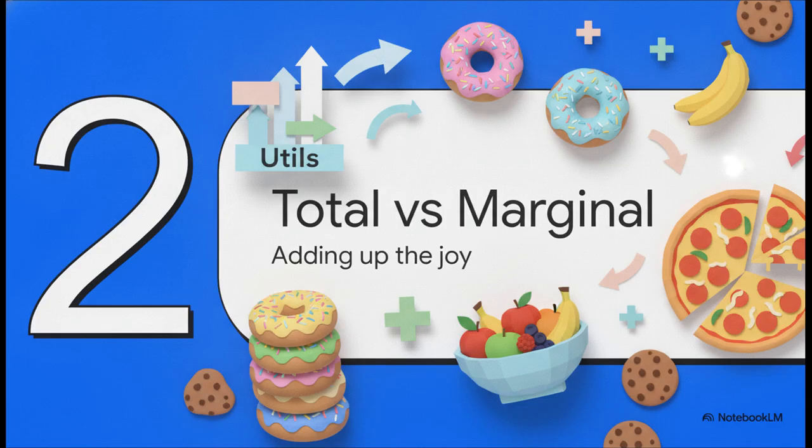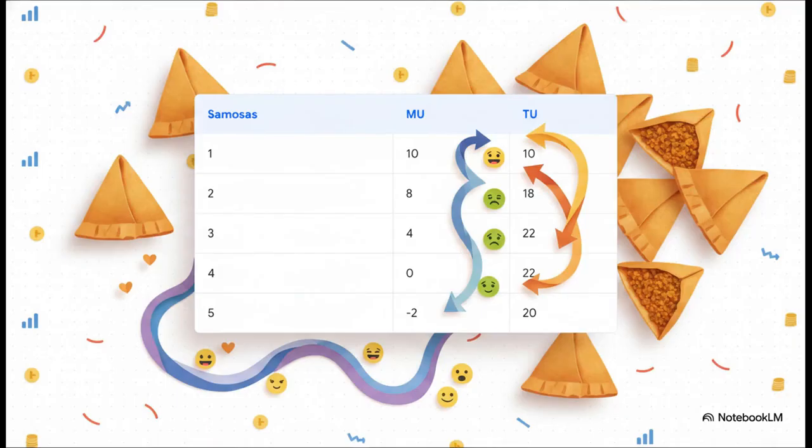Section 2. Total versus marginal utility. Let's see how this concept builds when we don't just stop at one item. What actually happens to our utils when we keep eating, bite after bite, piece after piece? Now, what's really interesting about this is the difference between extra satisfaction and overall satisfaction. Let's think about marginal utility first. This represents the extra joy you get from one additional unit, say a single samosa.